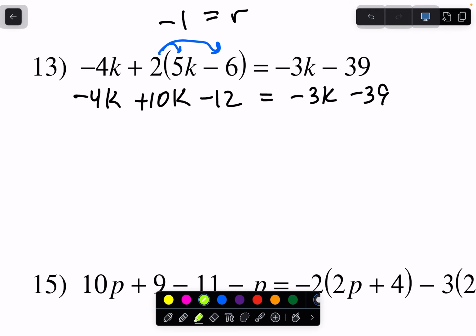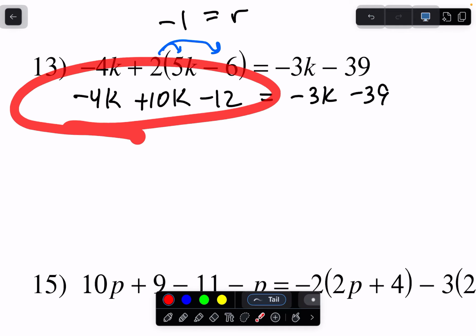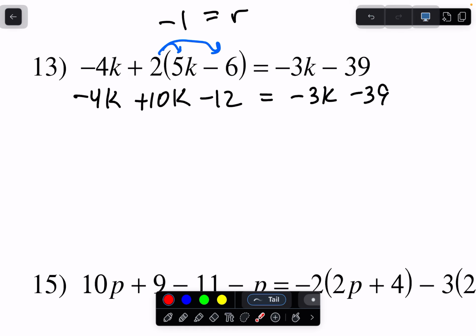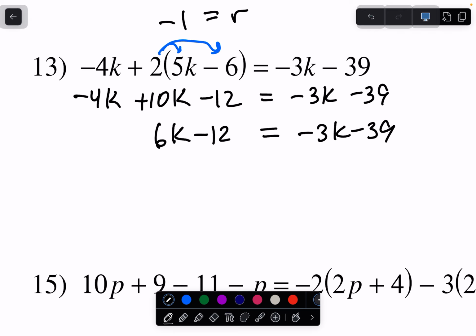If it has more than 2 terms for these type of equations, there's still something we can do. On this left side, what are the terms that we can combine? Yeah, you got it. These ones here are like terms. They're different signs, so subtract. 10 minus 4 is 6. So you're right, we got 6k minus 12. And now, both sides are simplified as much as possible.